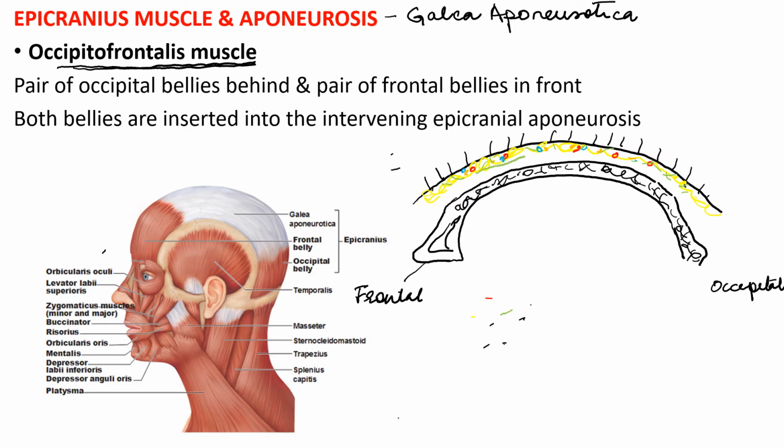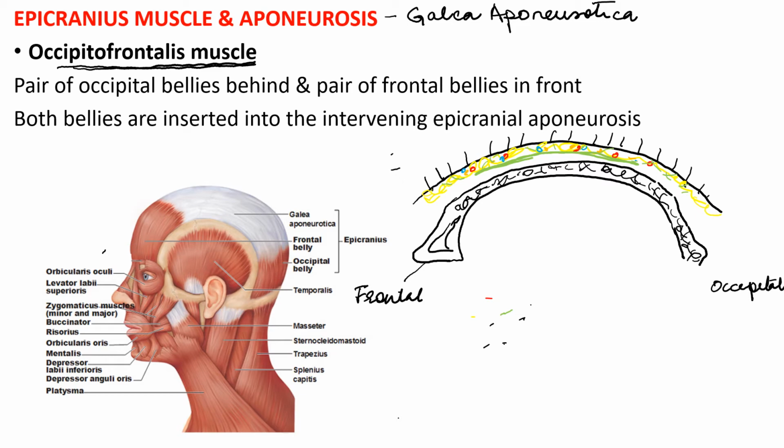Now the aponeurosis per se is present only in the middle. In front, a muscle is attaching to it. As you can see out here, this is present only in the middle. There's a muscle attaching to it in the front, and there's a muscle attaching to it posteriorly. Now let's start with the occipital belly of this.